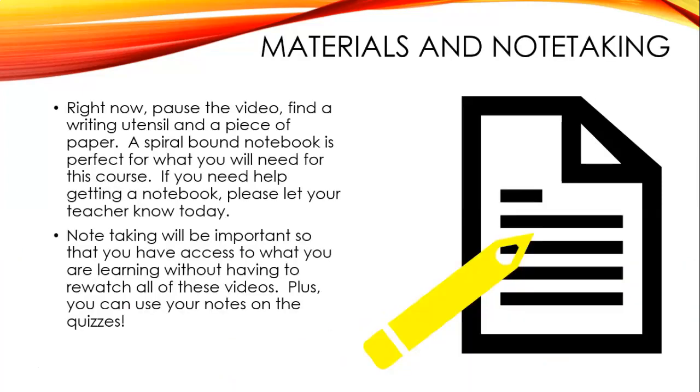Let's first start by talking about materials. Right now, I need you to pause the video, find a writing utensil and a piece of paper. A spiral bound notebook is actually perfect for this course because you're going to be taking quite a few notes and you're going to need a place to go back and look at your work, because you can use these notes on all of your quizzes and tests. So it's in your best interest to be writing these down. If you need to pause this, go ahead and do that now.